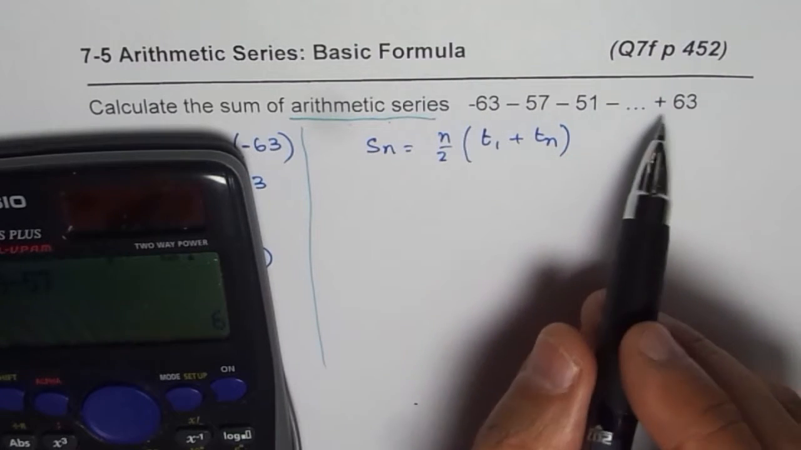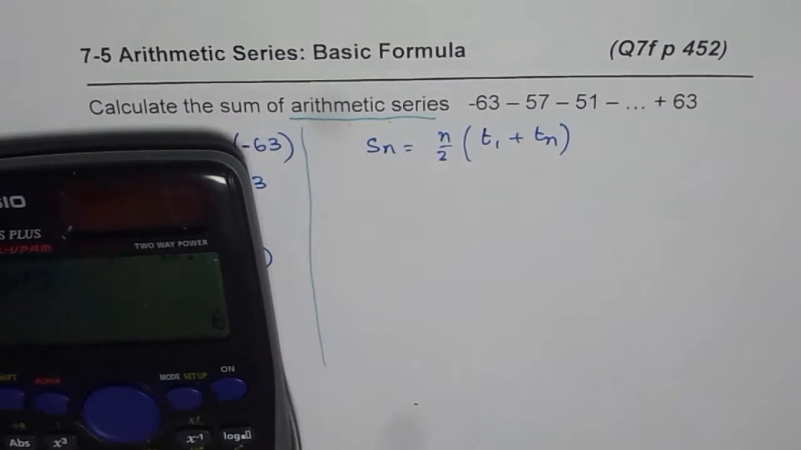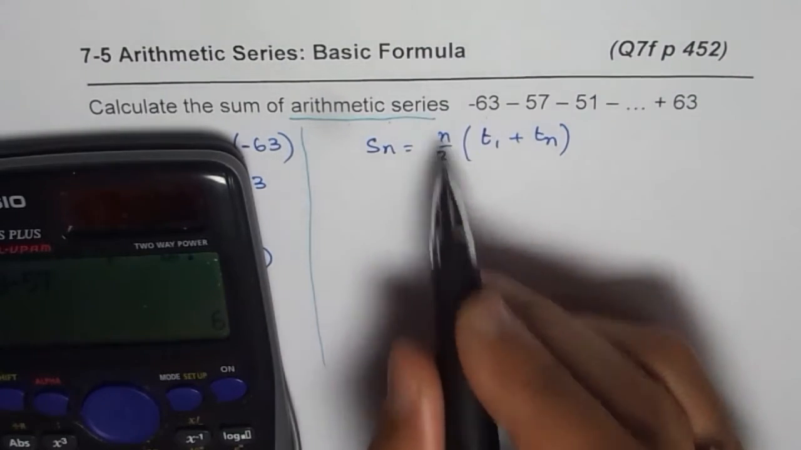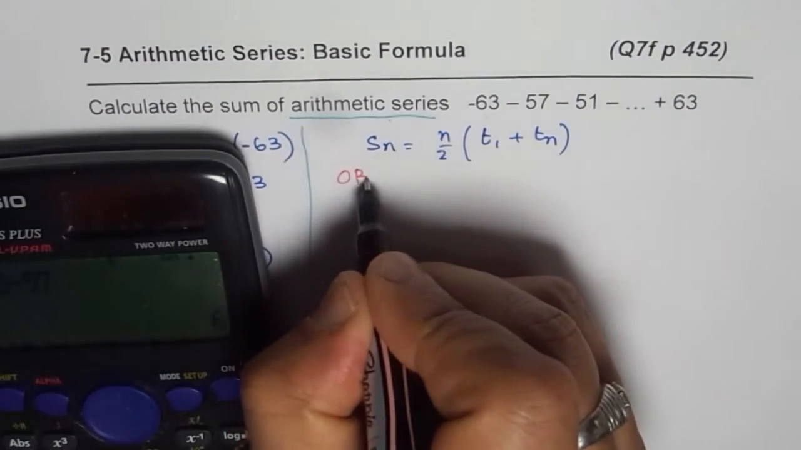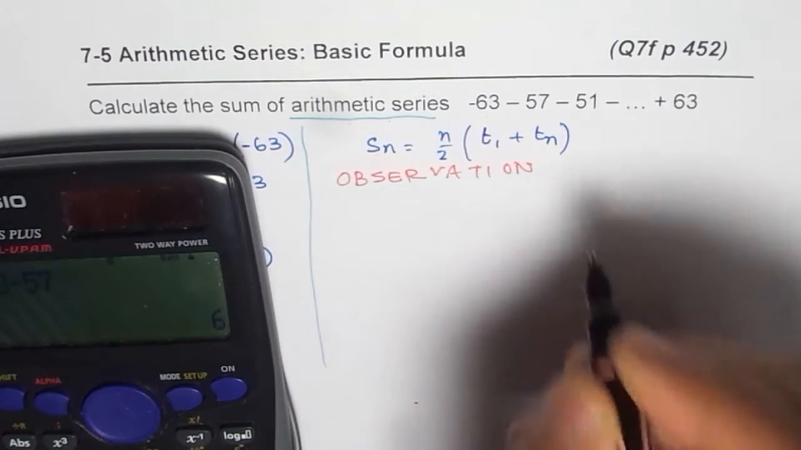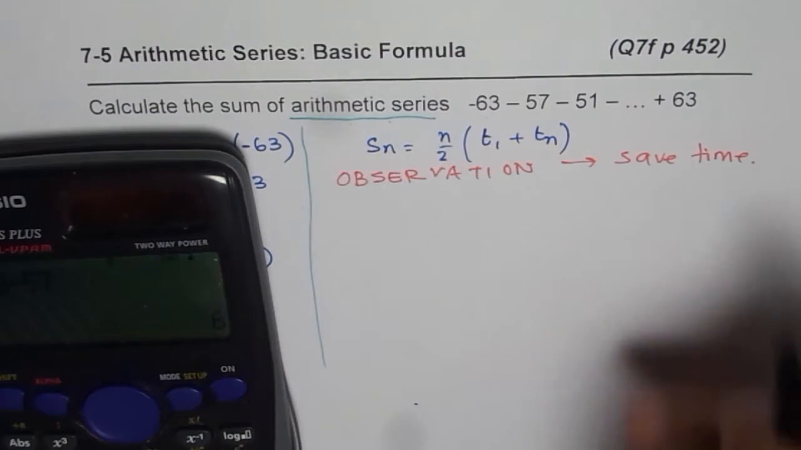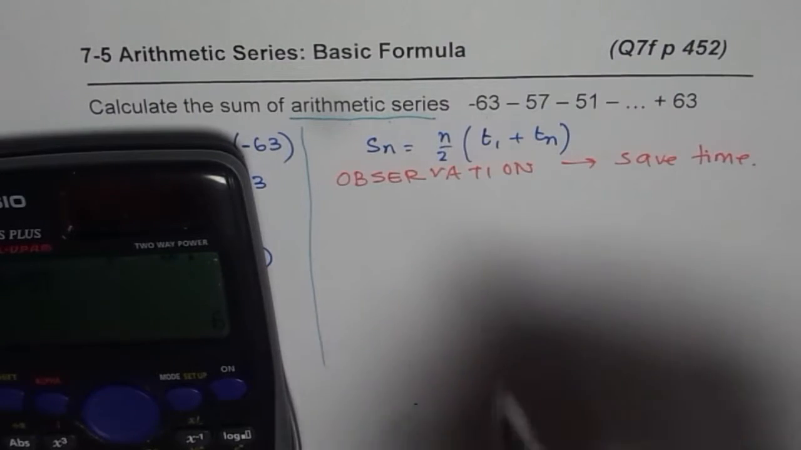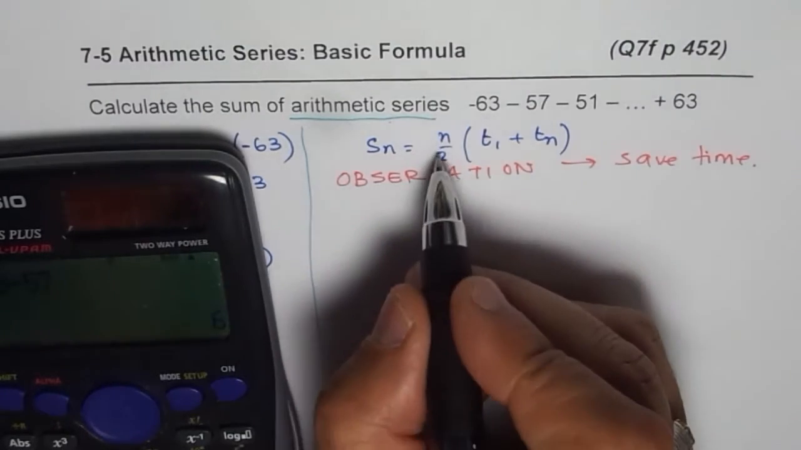But in this question, don't you notice that the first term and the last term, when you add them up, you really get 0, right? Okay. So here you could avoid even finding n. So what we can do is observation, right? So let me write here: observation is key to saving time. So my idea is here to throw some light on what little things can help you save time, right? Since I know T1 and Tn, if I add them up, I get 0. I don't have to find n.